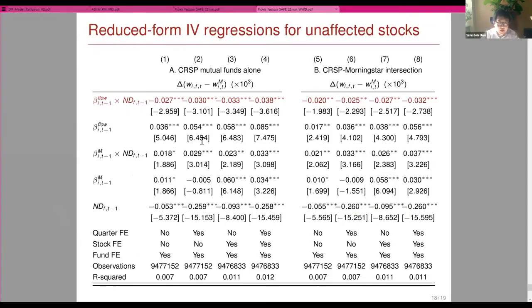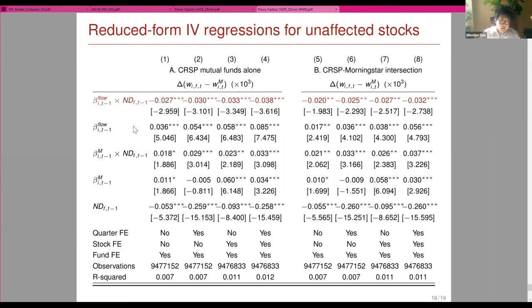It is the second stage. So basically, this is a reduced form average regression for unaffected stocks. Given I'm running out of time, let me just summarize in words what this table means. It's just showing that the key thing is the interaction term.